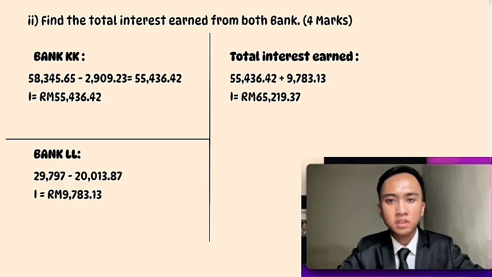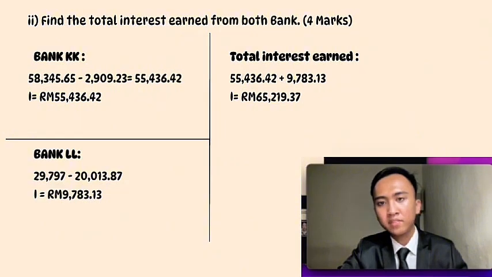Now we add both interests together, 55,436 ringgit and 42 cent plus 9,783 ringgit and 13 cent equals 65,219 ringgit and 37 cent. Therefore, the total interest earned from both banks is RM 65,219 and 37 cent.